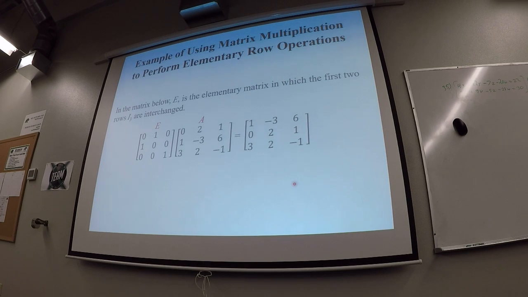Okay, so here's an example of using matrix multiplication. Here we have an elementary matrix. Tell me what's elementary about this. What is the one operation that's been done? Change row 1 to row 2. Row 1 and row 2 have changed. Only one thing is done, just the interchange of those two rows.